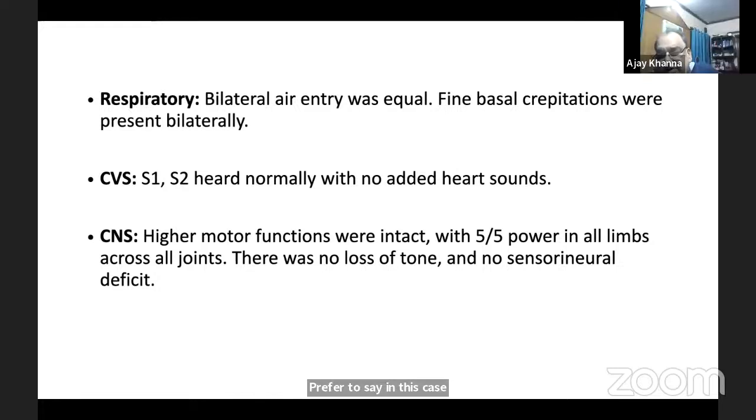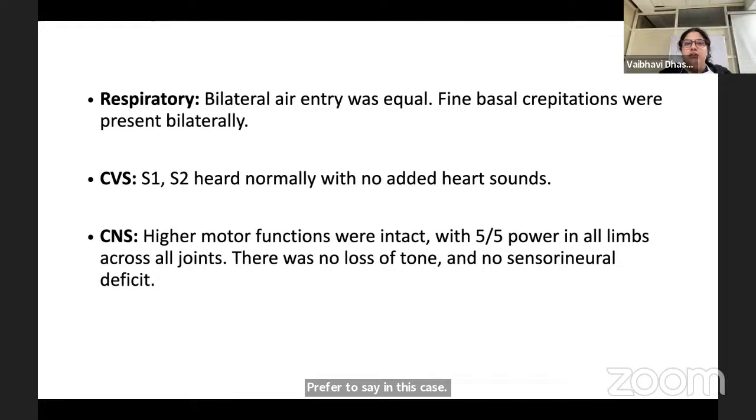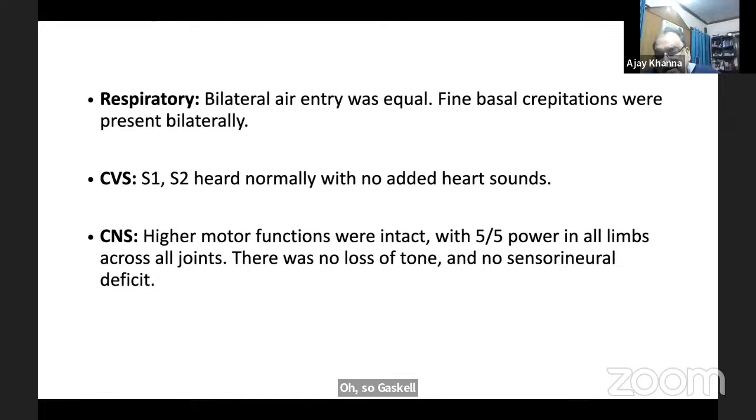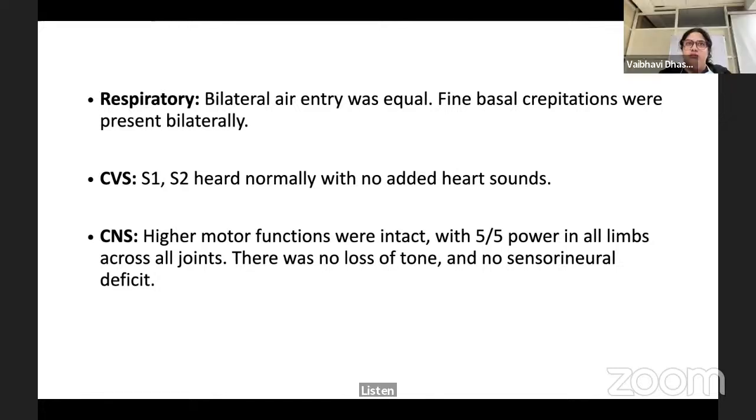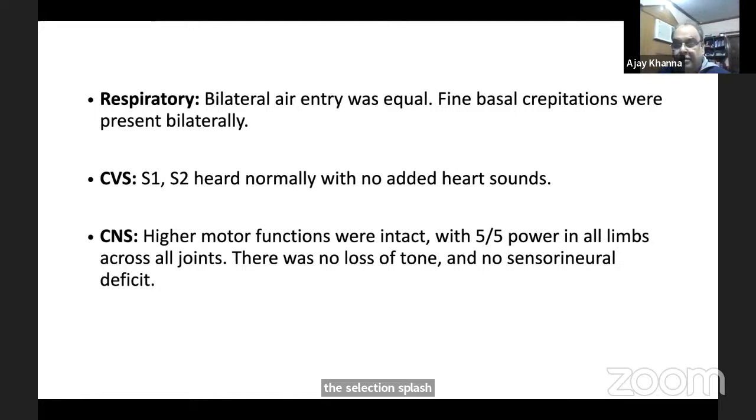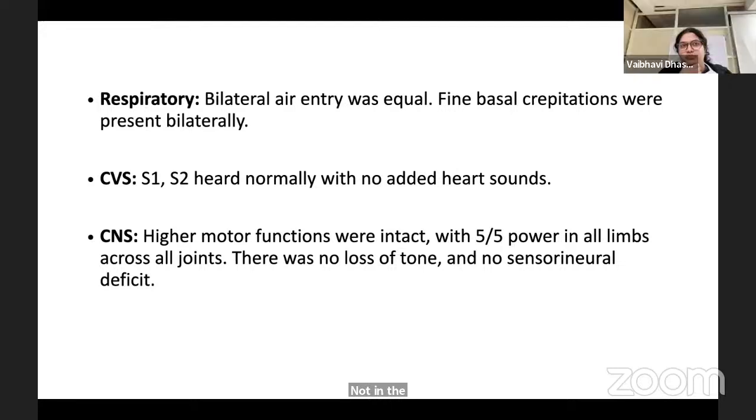In which other pathology can you get a succussion splash? So succussion splash can be heard in carcinoma stomach, because of gastric outlet obstruction. Yes, sir. Any other pathology where you can get the succussion splash? Not in the abdomen. Sir, in the chest.